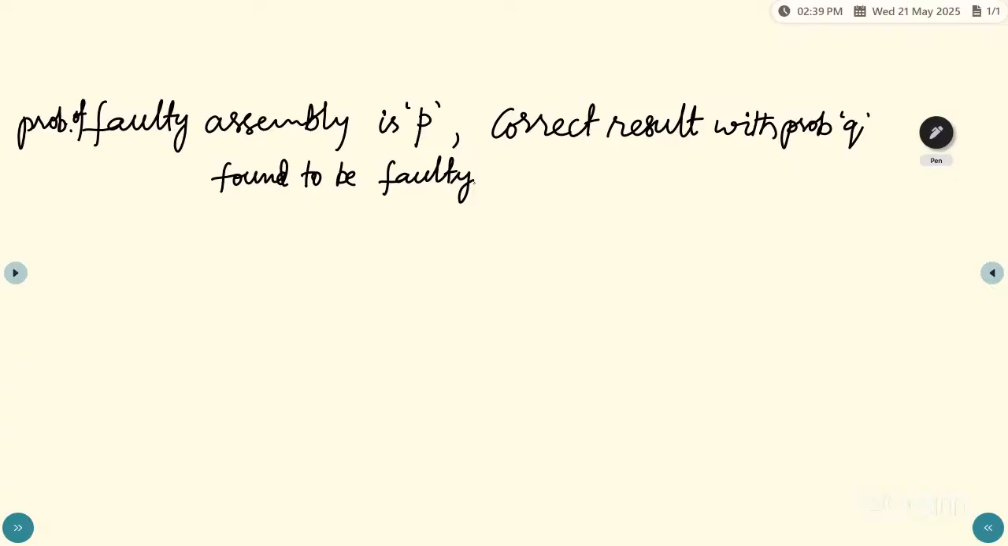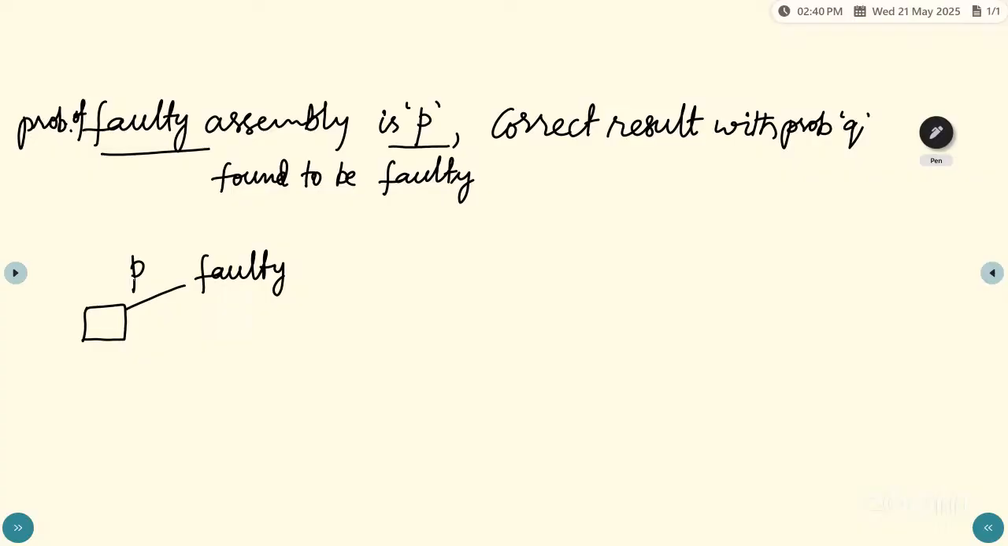It is not 100%. Okay. That testing. Listen. Faulty assembly of a computer is with probability. Okay. You are assembling a computer, right? We have faulty assembly with what probability? Small p.